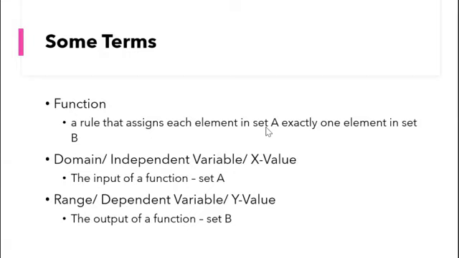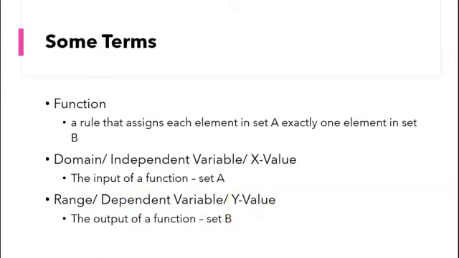Now, set A is also known as the domain, the independent variable, or the X value of your function. Those are the inputs. And set B is also known as the range, the dependent variable, and the Y value. Those are the outputs. It's what you can get out of it.